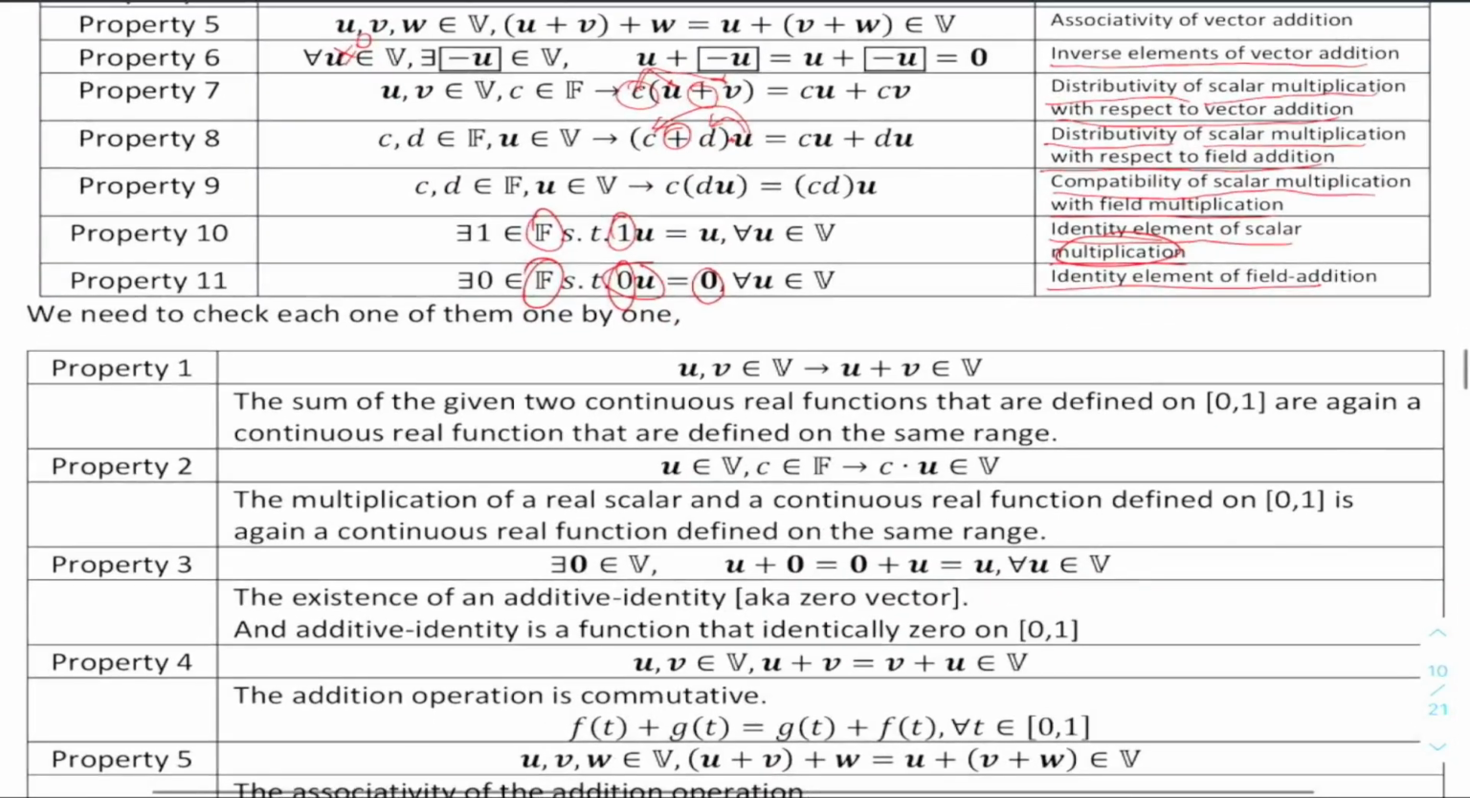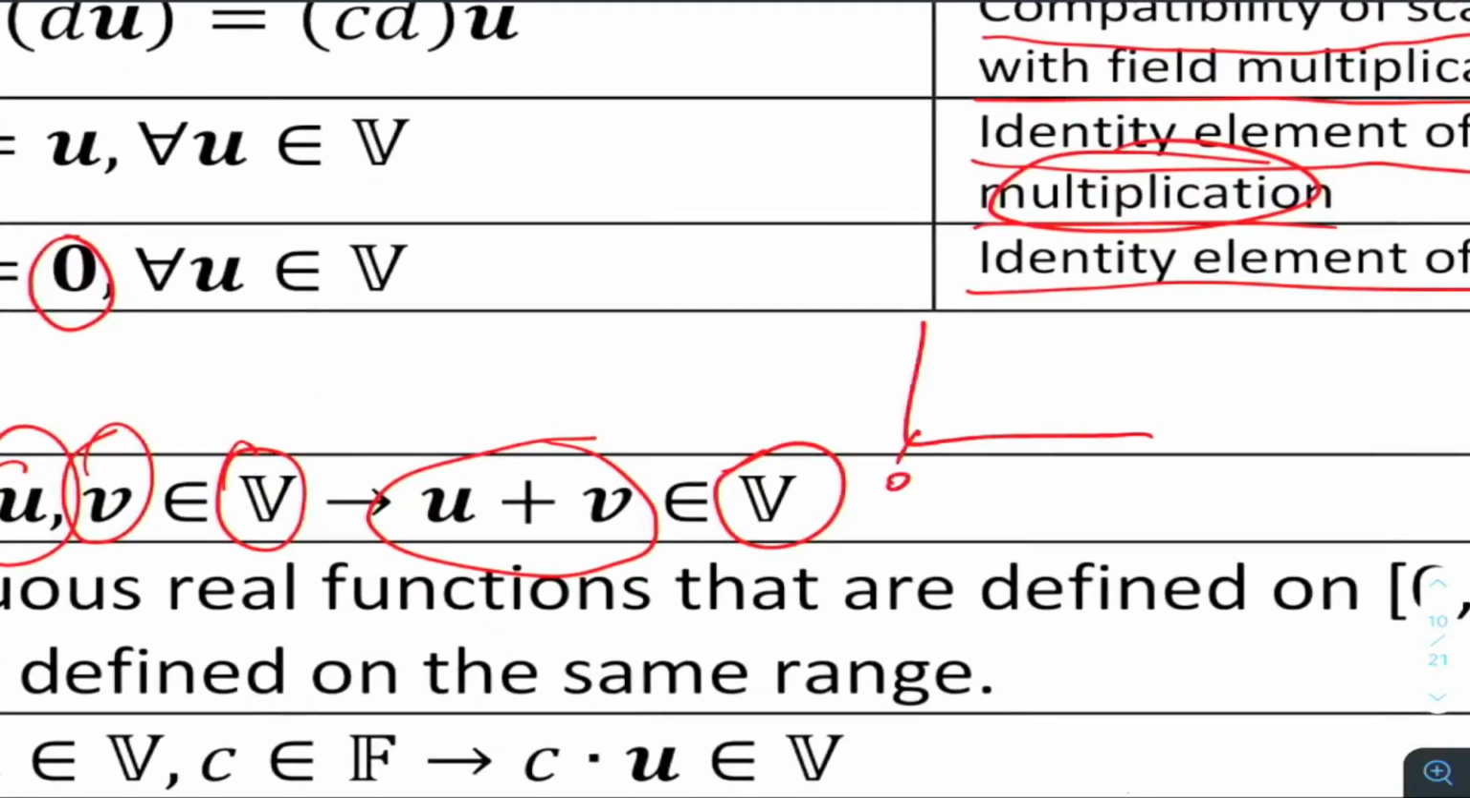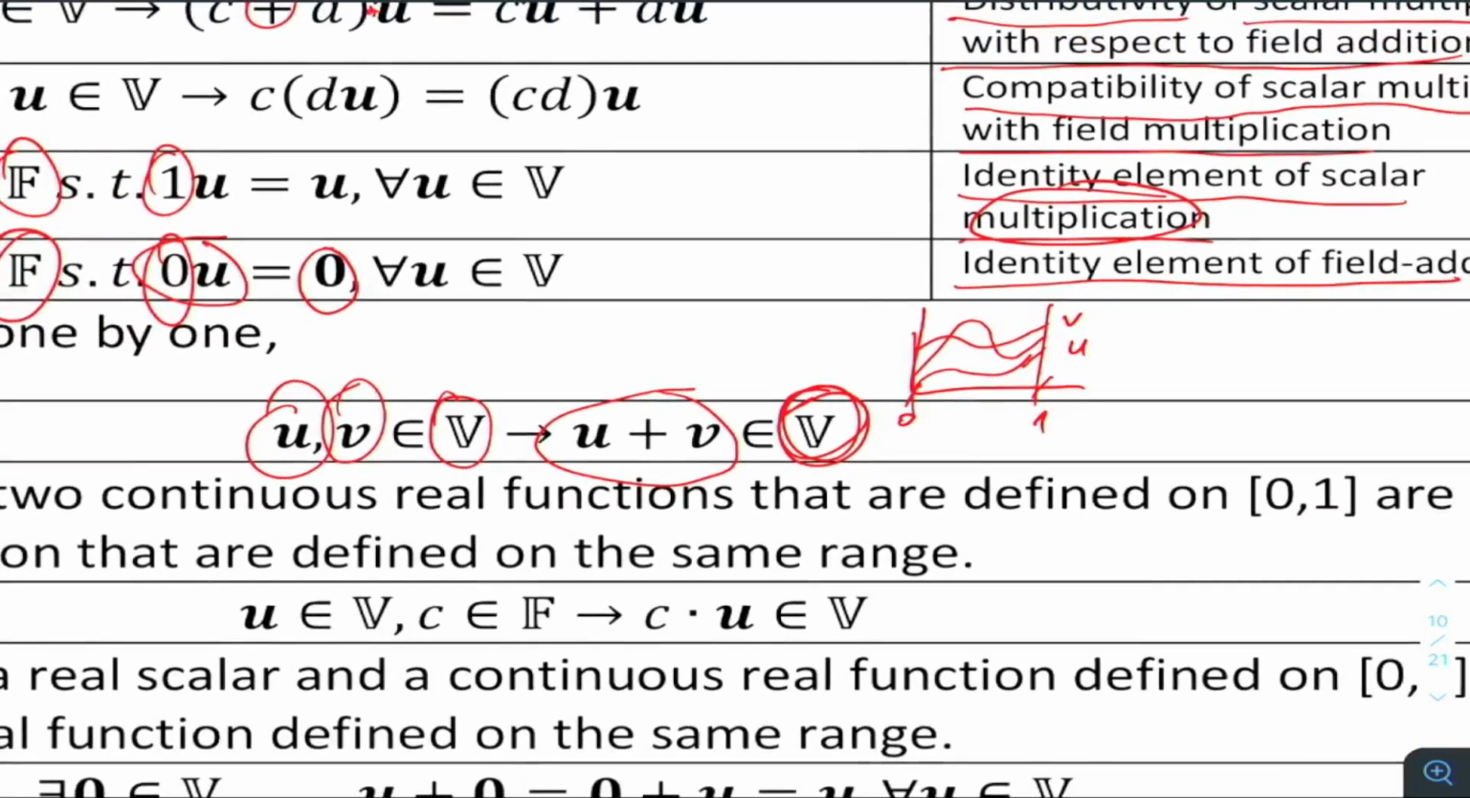Do you think u and v in the given vector space, if we sum them up, we would still get something in that vector space? Let's do that. This is 0 and this is 1. This is something, let's call it u, and v. If we sum them up, we will still get something, right? It's not important what kind of shape it has. It would be real and continuous in that interval, still in that given vector space. So the first property checks out, right?